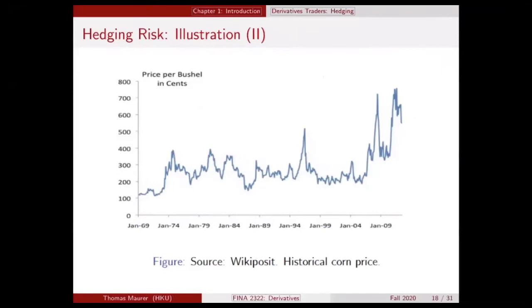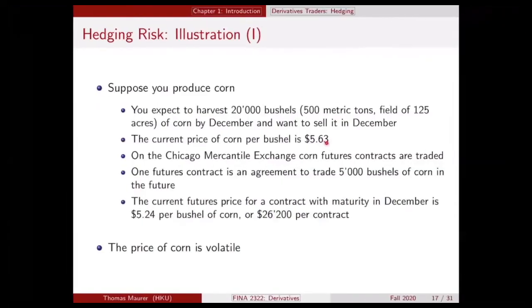Well, the problem is that corn prices are volatile. So currently, the corn price is $5.63, but maybe in December that corn price may plummet to maybe just $4.50. And if that happens, then the 20,000 bushels of corn which the farmer is going to harvest is going to be worth much less than what he was hoping, and that would be really bad for business. So he can use corn futures to basically get rid of that risk by locking in the price at which he wants to sell his corn.